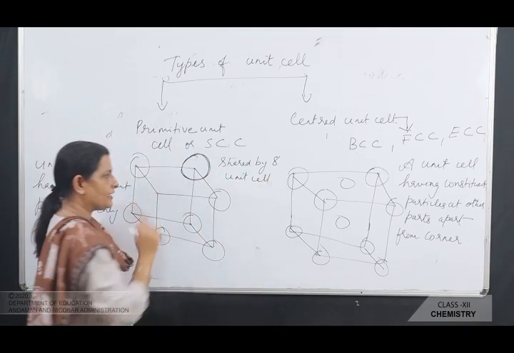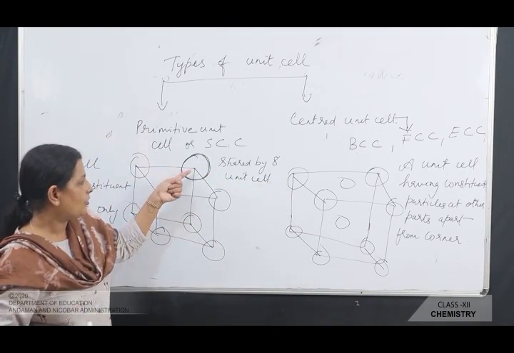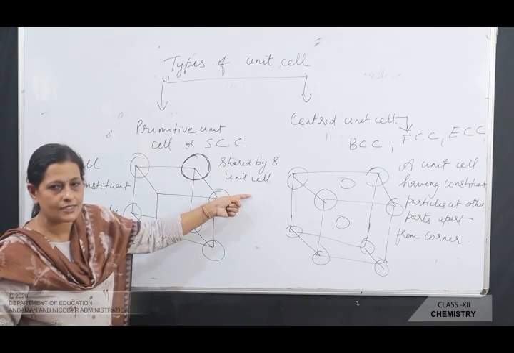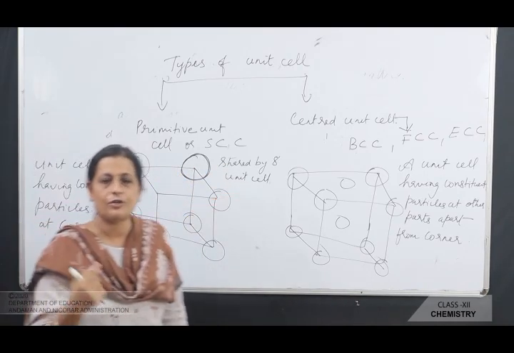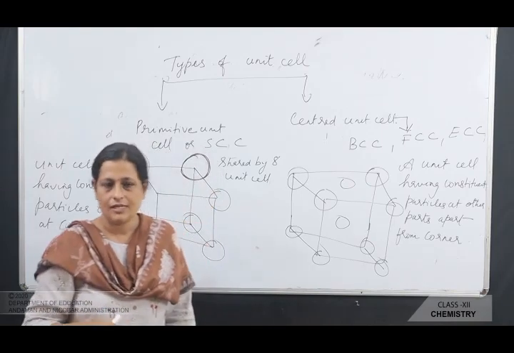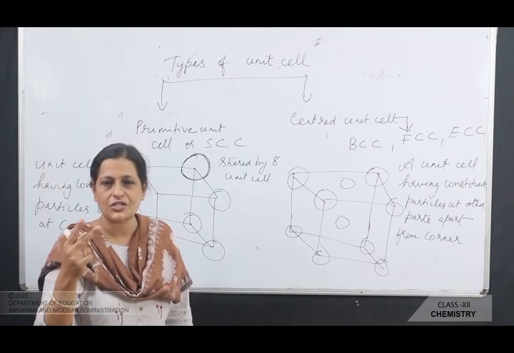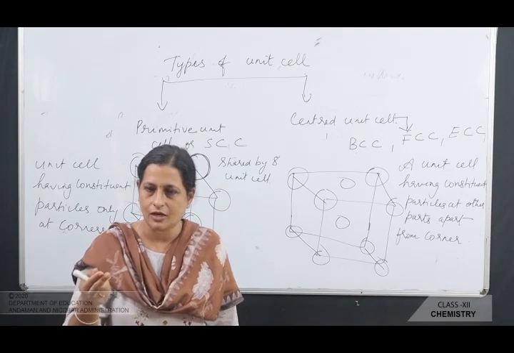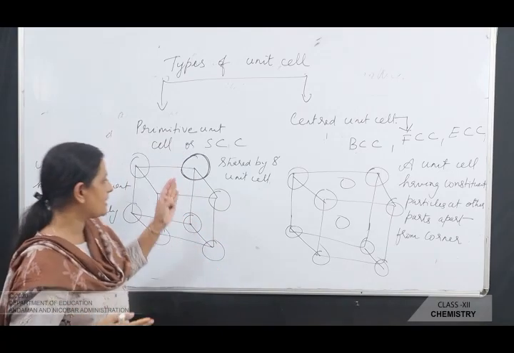A constituent particle at the corner is shared by how many unit cells? 8 unit cells. So what will be the contribution to that particular unit cell? See, if you have a chocolate, if 2 of you are sharing, what will be the contribution towards yourself? It will be half. Same is the case here also.